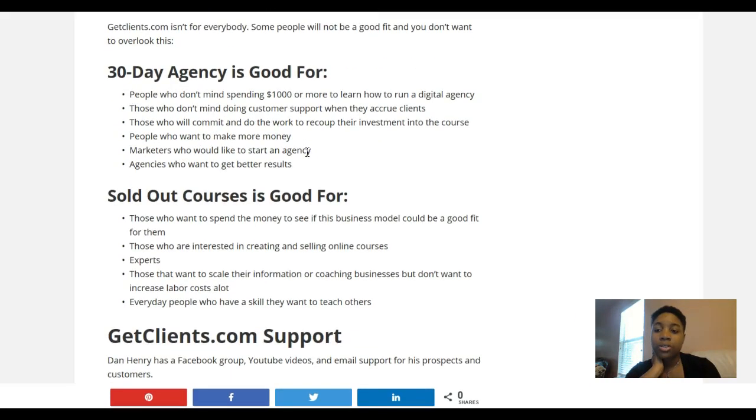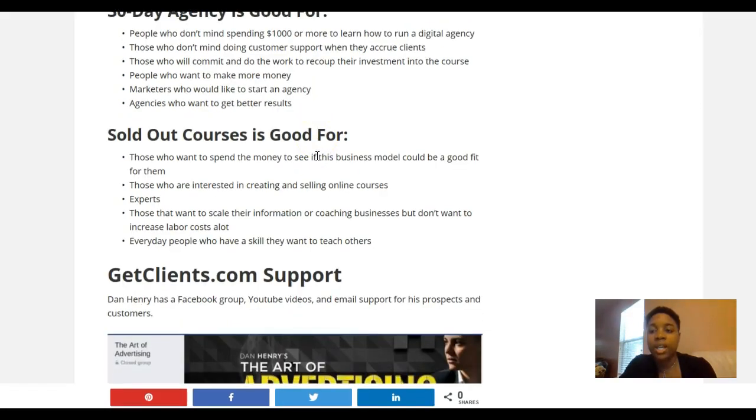It's also good for those who don't mind doing customer support when they accrue clients. When you run a digital agency, you will have client interaction. You will have to sell, you will have to solve problems for the customers. This is just entrepreneurship. So you don't want to be looking for something that's completely passive and then try to start a digital agency working with local businesses. It's not one and the same. Those who will commit and do the work to recoup their investment are also good for 30-day agency. People who want to make more money, marketers who would like to start an agency, agencies who want better results, all of these people are who 30-day agency will be good for.